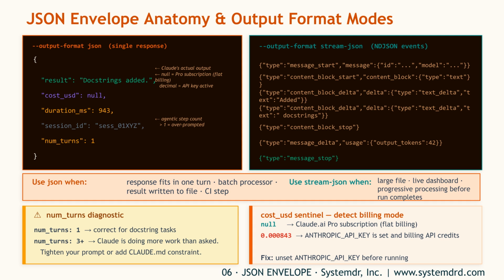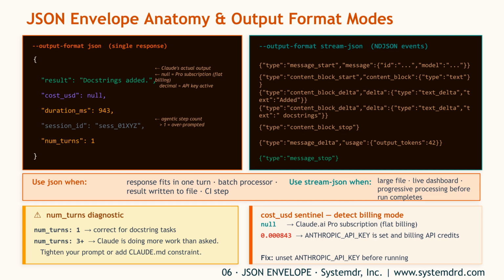Right block, stream-json. This emits 1 NDJSON line per event as the response streams. You can see the message start, content block delta, and message stop events. Use stream-json when you need to display progress before the full response completes, or when processing very large files where waiting for the full JSON payload is impractical. The decision rule in the center, use JSON for batch processing. Use stream-json for live dashboards or large files. For this lesson, JSON.